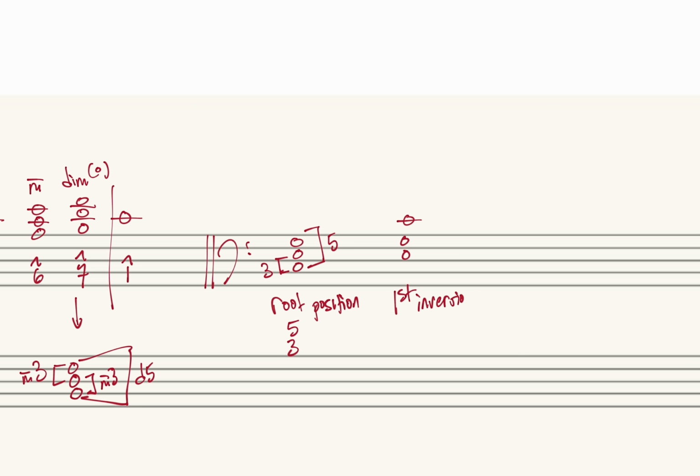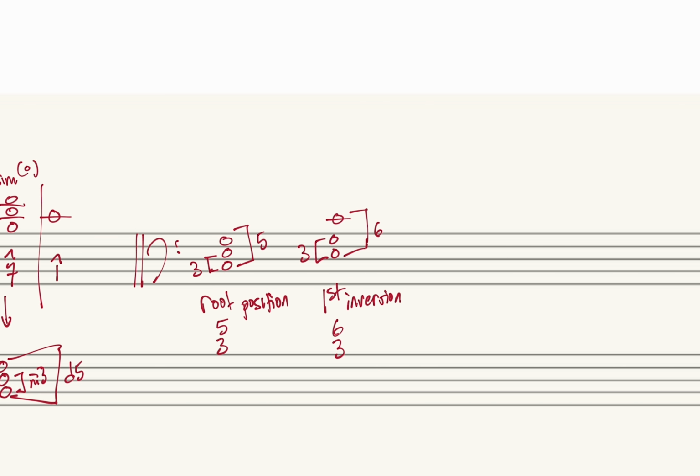Where we took the root C and moved it up an octave. Here, the figures from the bass, which is the third of the triad, E up to C, 6, and E up to G, 3. So the figured bass, or just the figures for first inversion, are 6, 3.